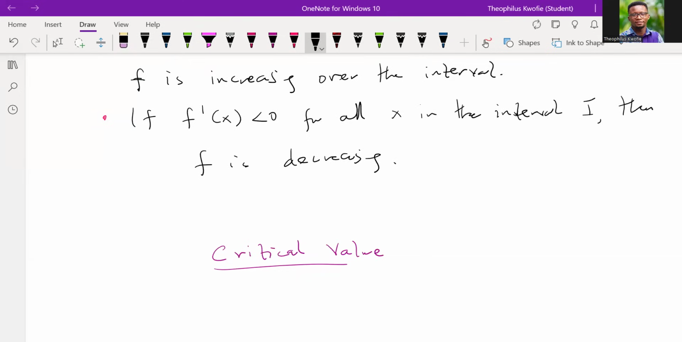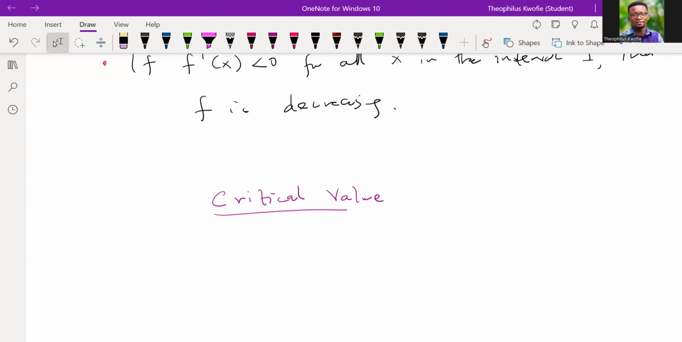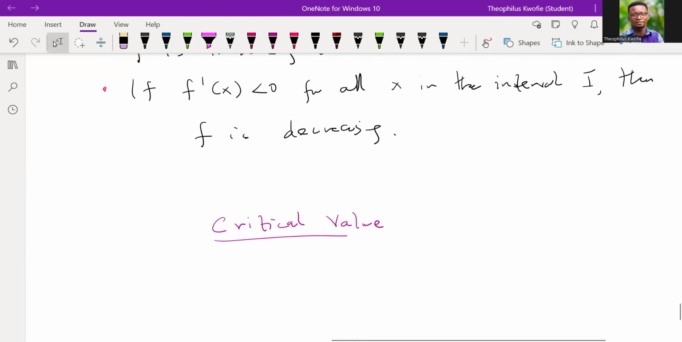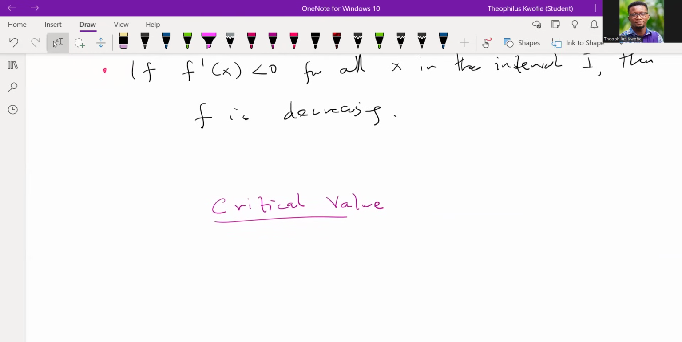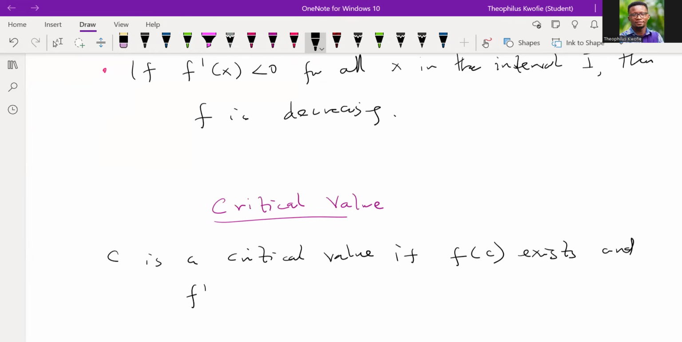What do I mean? If I give you a function, we claim that, suppose C is a critical value, so if C is a critical value, let me write it well, if we evaluate the function at that critical value, f of C exists, and then also the first derivative evaluated at C is equal to 0, or f prime evaluated at C does not exist.